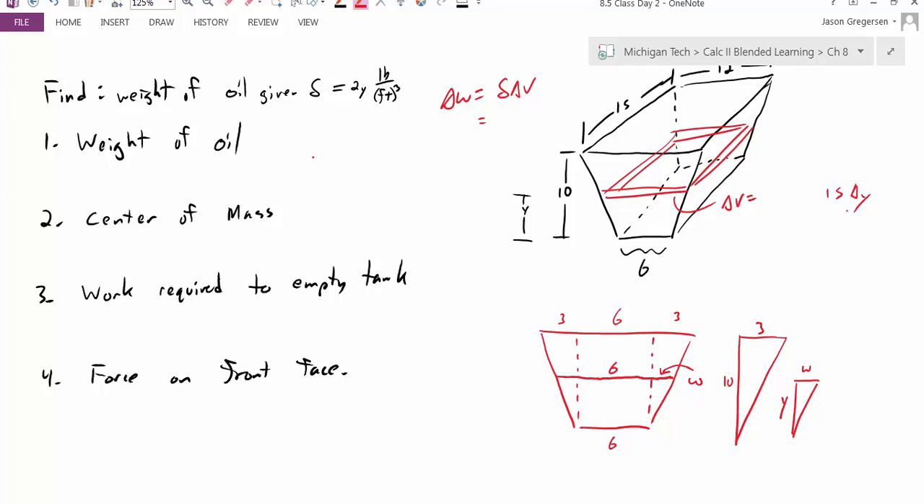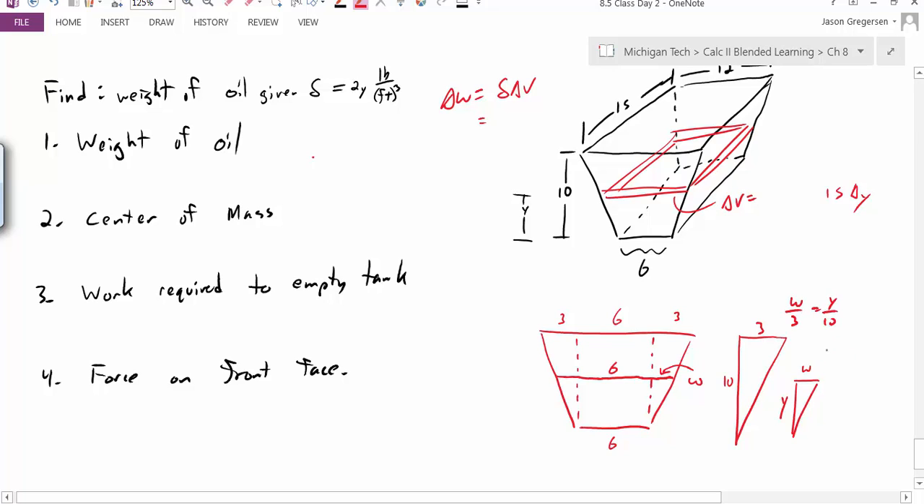From my diagram, now I can just do the ratio over here. Apparently I have too many W's here. But if I wrote this ratio out, it would be the width is to 3 as the height is to 10. So W would be 3/10 times y. And so this distance right here, that I'm still missing in my volume, is really two of these pieces plus 6. It's this length and this length plus 6 in the middle. So this should be 2 times this value, so 3/5 y plus 6. That would be the full width of one of those slices. Questions about that?